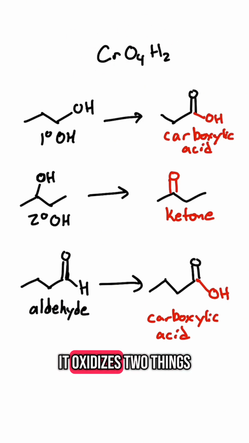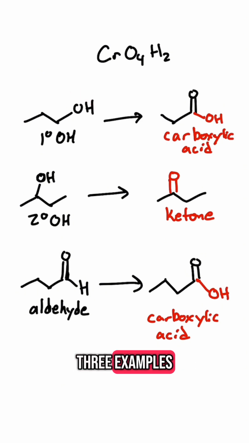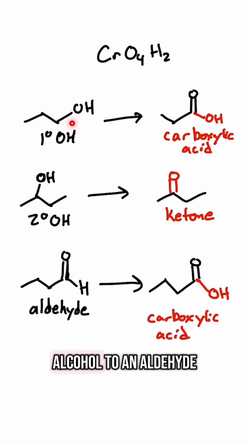Like I said, it oxidizes two things, but we're going to have three examples. All right, so we're going to start with the alcohols here. So for a primary alcohol, which is an alcohol bonded to a carbon, bonded to one other carbon, it oxidizes it to a carboxylic acid. And what it actually does is first oxidize your primary alcohol to an aldehyde, and then that aldehyde to a carboxylic acid.